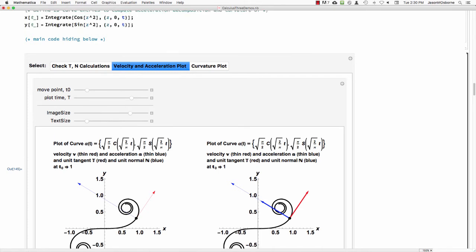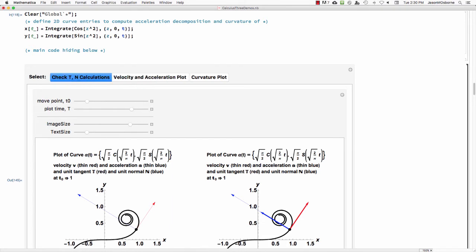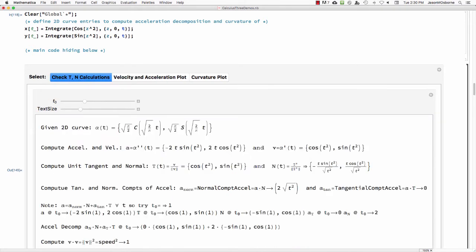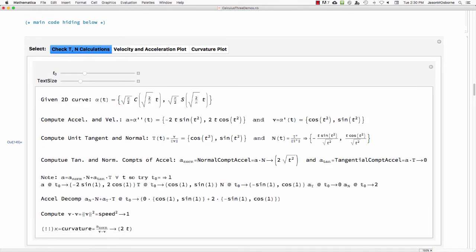So this is a medium example of the computational difficulty for computing the tangential and normal components of the acceleration, and using what you found, your velocity and normal component, to compute how curved a curve is. In the next video we'll look at a specific example from the textbook.